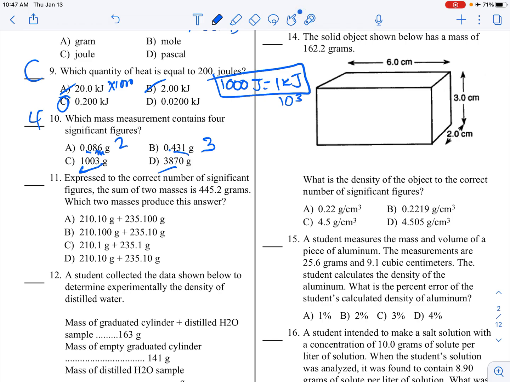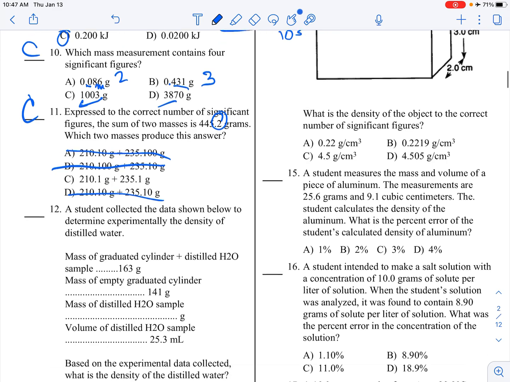Expressed to the correct number of sig figs, the sum of 2 masses is 445.2 grams. Which of the 2 masses produce this answer? So when you add or subtract, you're rounding your answer to the fewest number of decimal places. And since this only has 1 decimal place, we need to look for an addition or subtraction that involves something with 1 decimal place. So A doesn't have that, B doesn't have that, C does have that, so that's our answer. Oh, sorry, number 10 is C, not 4. 4 was number of sig figs.